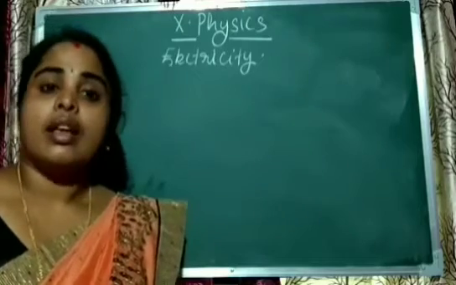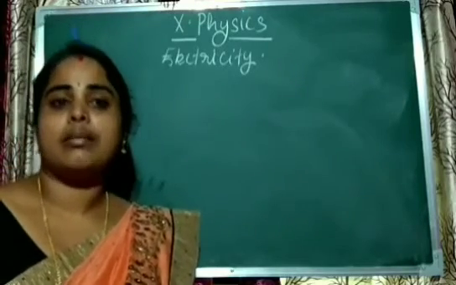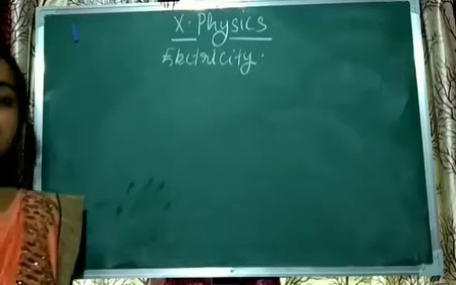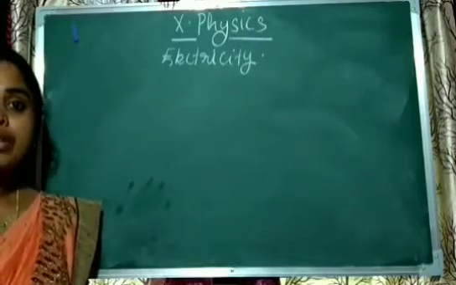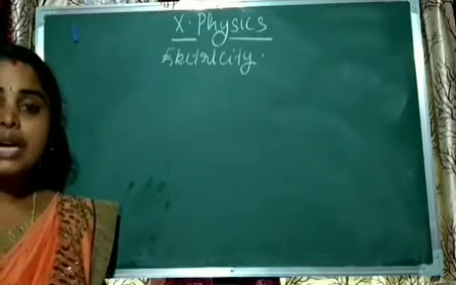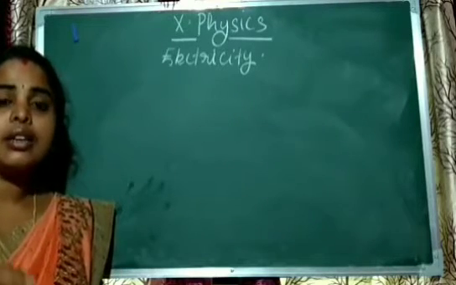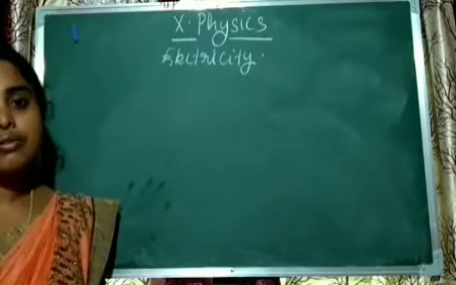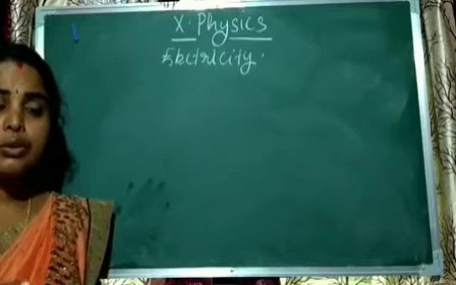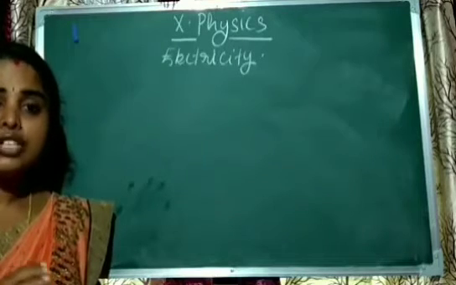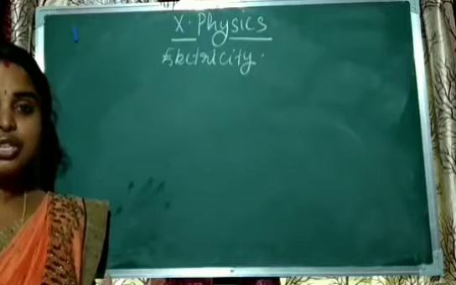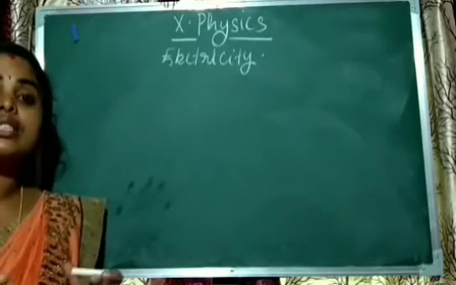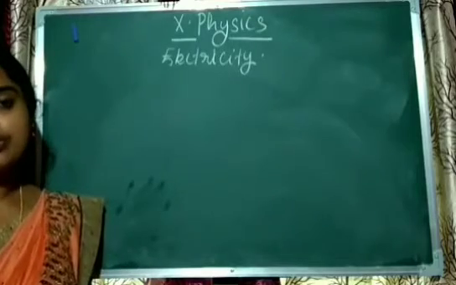So in the last section we discussed the heating effects of electric current. What is the heating effect? That is, when electricity is passing through a metallic conductor, it becomes heated. This is called the heating effect of electric current. We know that there is a conversion of energy: a part of the electrical energy is converted into heat energy also.